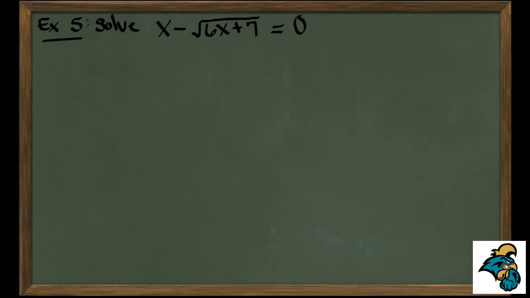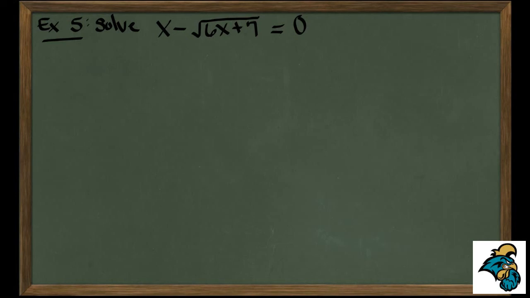Example 5. Solve x minus the square root of 6x plus 7 is equal to 0. Now, remember the steps say to first isolate the radical. Notice my radical is the square root of 6x plus 7. Well, it's on the same side as this x, so I need to have them on different sides of the equation.